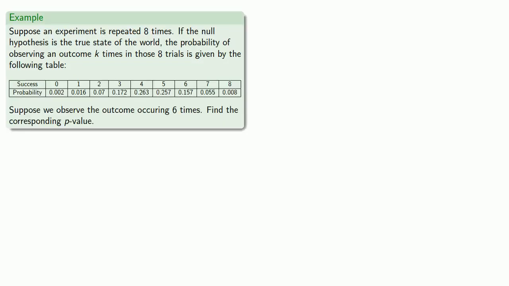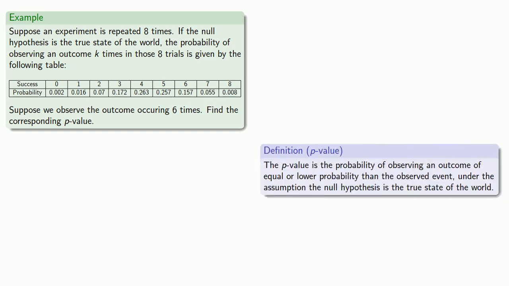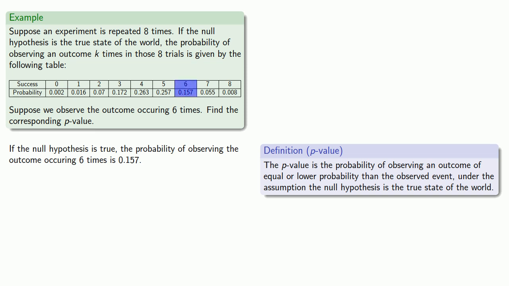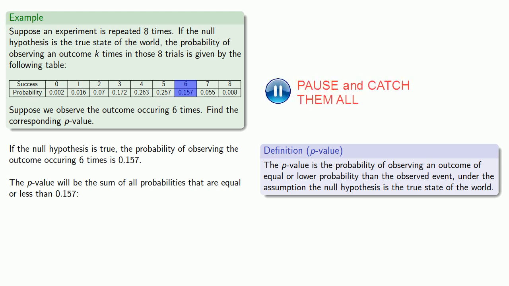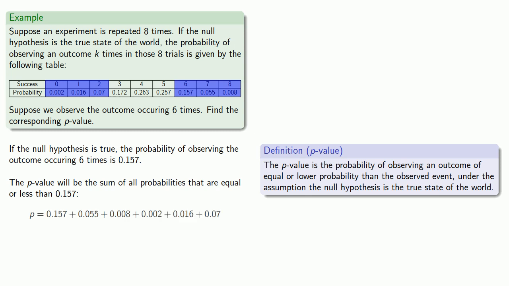So let's go back to our experiment, and suppose we observe the outcome occurring 6 times, let's find the corresponding p-value. So remember, the p-value is the probability of observing an outcome of equal or lower probability than the observed event under the assumption that the null hypothesis is the true state of the world. So if the null hypothesis is true, the probability of observing the outcome occurring 6 times is 0.157. The p-value will be the sum of all probabilities that are equal or less than 0.157. So those probabilities are these. We'll add them up and get a p-value of 0.308.